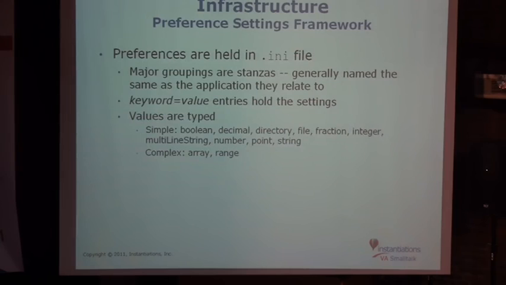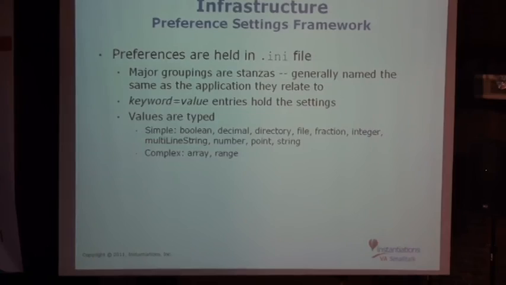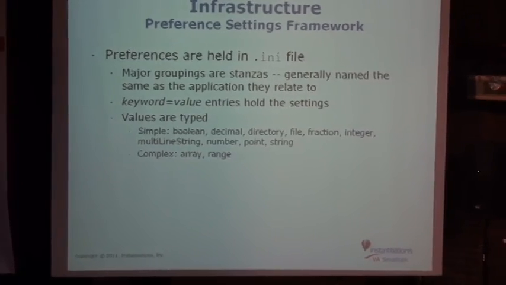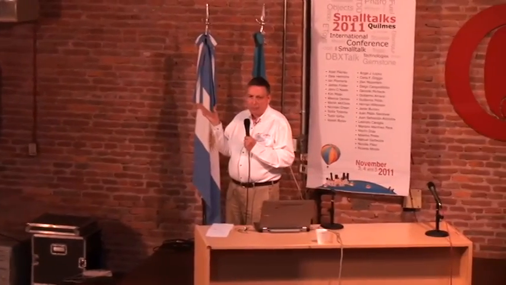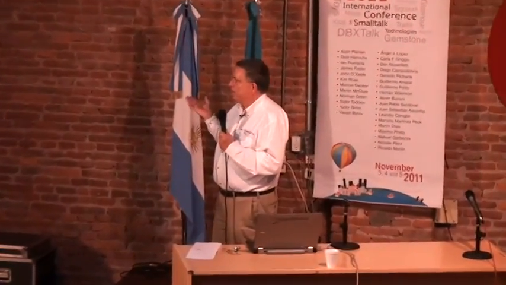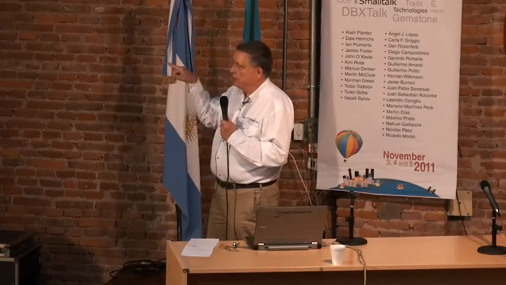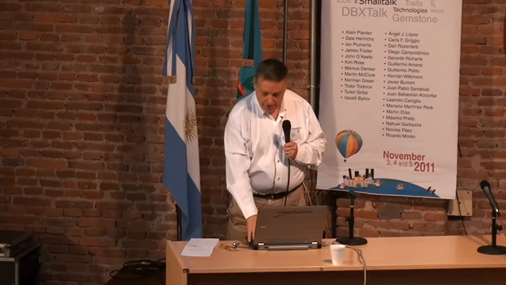But the notion is that preferences are held in an INI file, once again, startup customization. They're in Windows INI file format. That is, you have a stanza name followed by keyword equals value. Stanza names are typically the name of the application. Keyword equals value, the values are typed so that we can convert them from strings to their internal types. So we have a number of simple types, and then complex types are array and range of value.